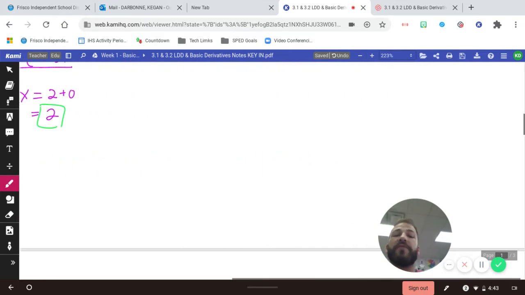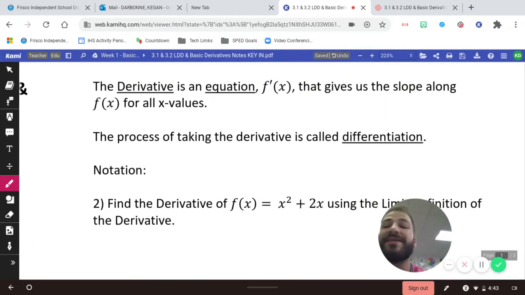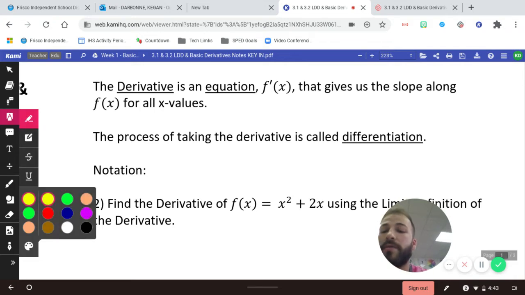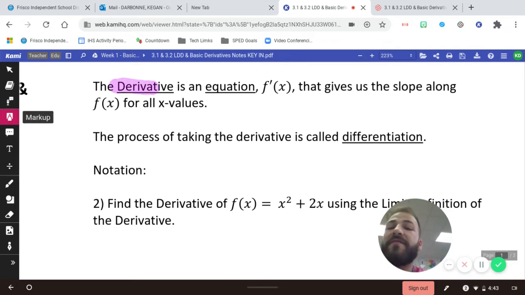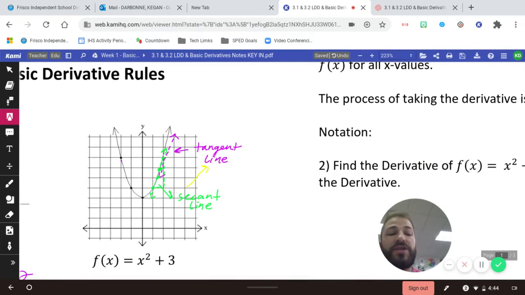Let's talk about that term derivative a little bit more. The derivative is an equation. Let's just make that very clear. When I say find the derivative, you are finding an equation, and that equation is f prime of x. That gives us a slope along f of x for all of my x values. So going back to our parabola example, my derivative is an equation that would give me all of these slopes along my parabola. At any point, I could find the slope if I have the derivative.